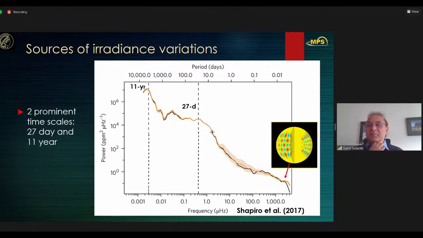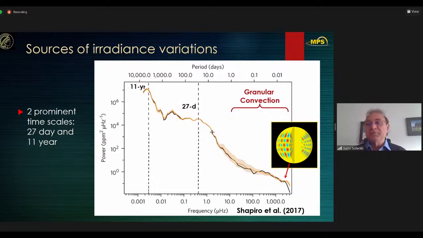So which are the physical processes acting there? There is a small peak right out on the right, which is at 5 minutes. That's due to the oscillations of the sun. The global modes produce this. Remember, in irradiance, we are integrating over the solar disk.